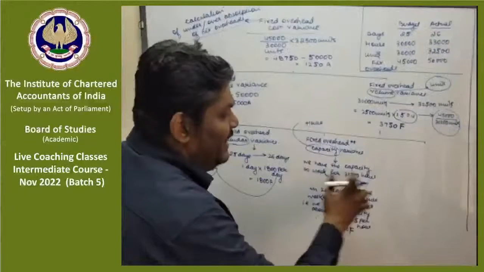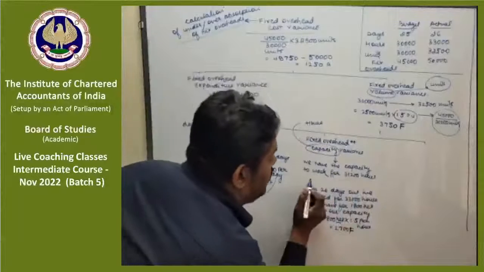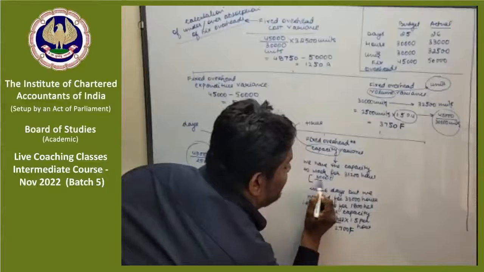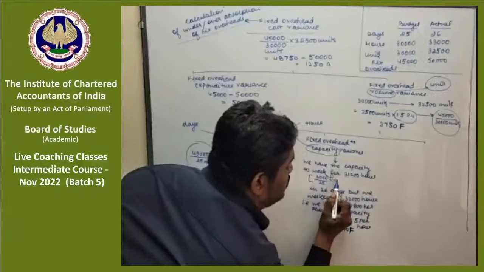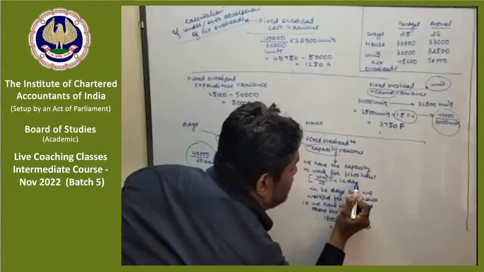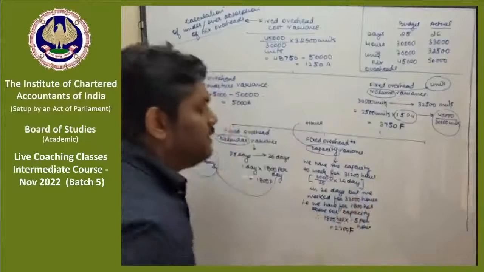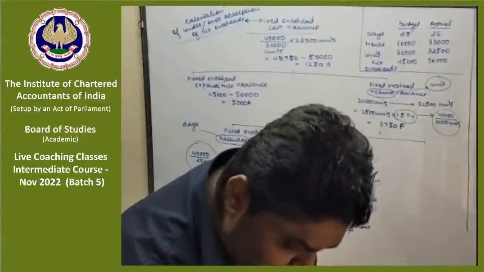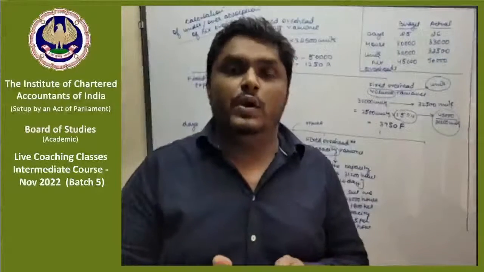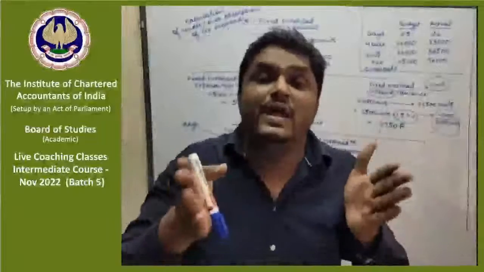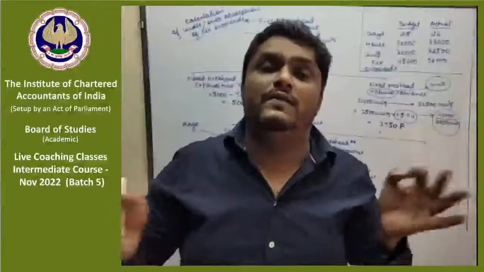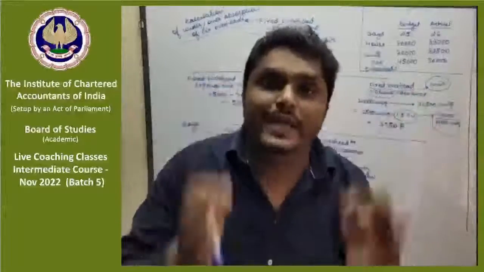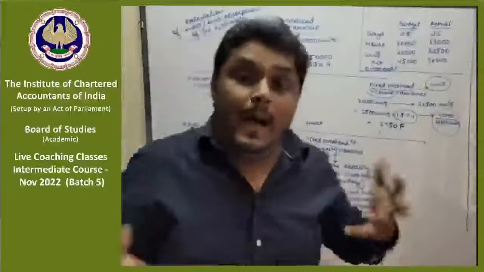We have the capacity to work for 31,200 hours. How come 31,200? 30,000 hours for 25 days, so for 26 days, how much? 31,200 hours. It means we have the capacity to work for 31,200 hours in 26 days, but in these 26 days, we worked above our capacity.